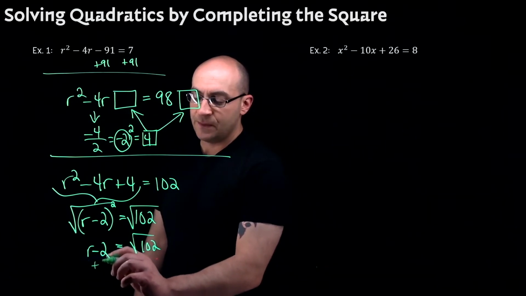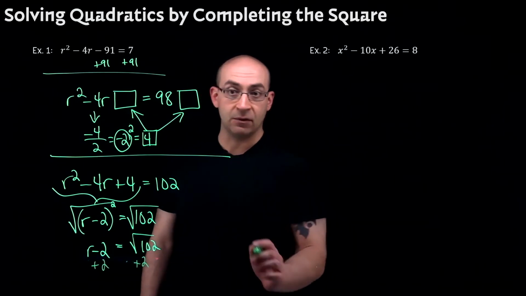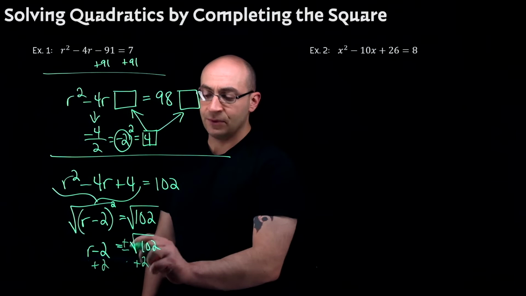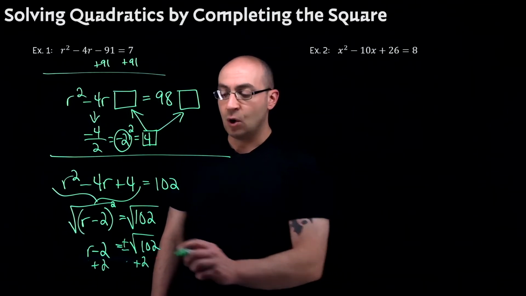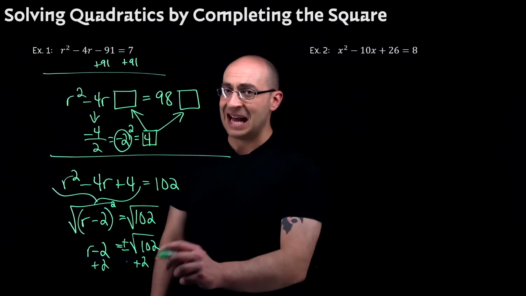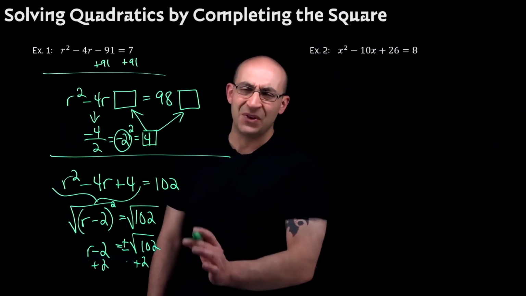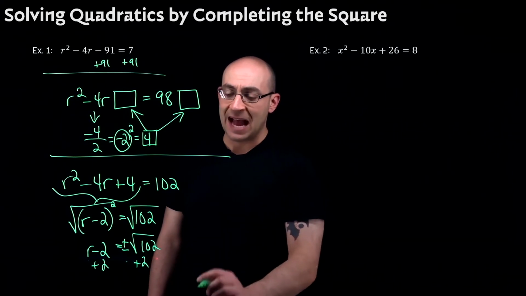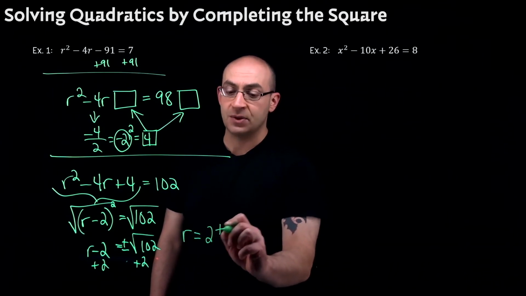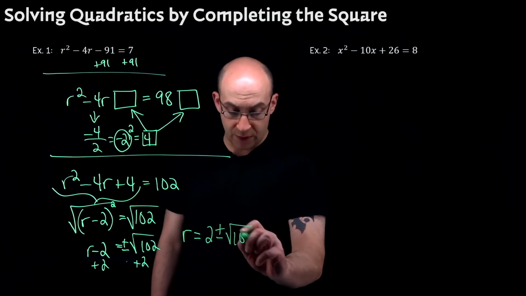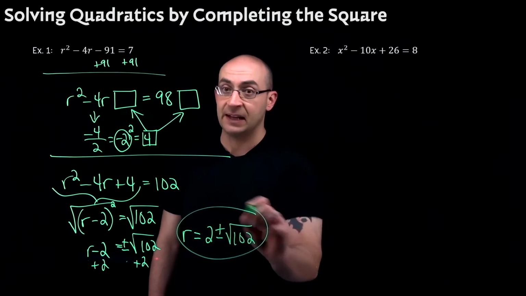I'm going to add 2 to both sides. Now remember, it's the square root of 102, but it's the plus or minus version of that result. So when I add 2 to this, I can't add the 2 to the square root of 102. They're not like terms. So my answer is actually going to be r equals 2 plus or minus the square root of 102. And that's my final answer.